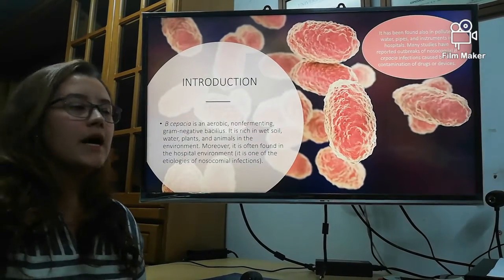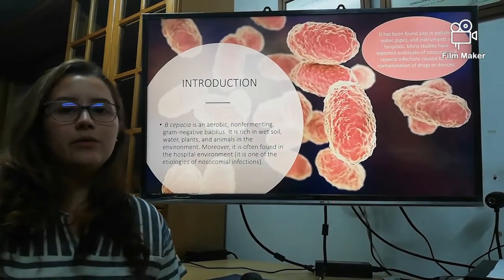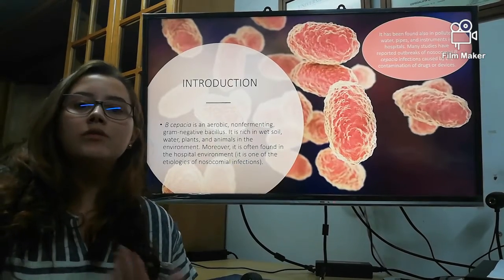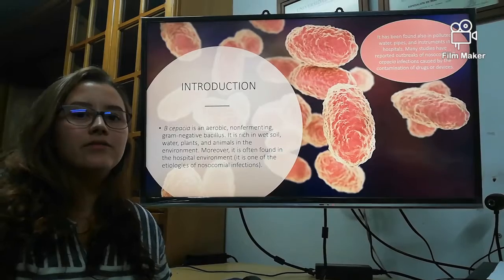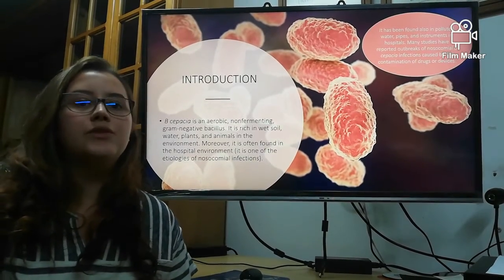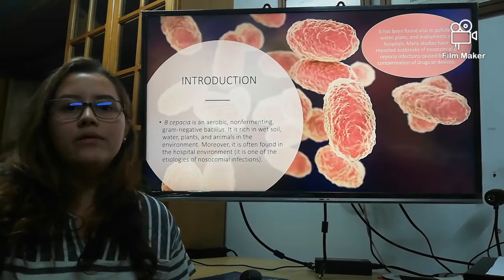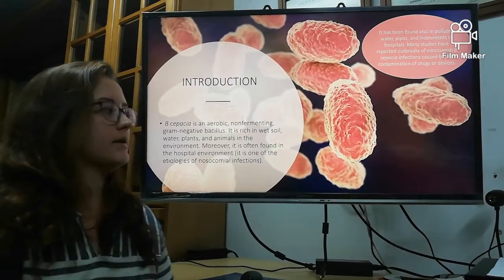The article is called Investigation of an Outbreak of Burkholderia cepacia infection caused by drug contamination in a tertiary hospital in China. Burkholderia cepacia is an aerobic non-fermenting gram-negative bacillus. As we all know, gram-negative bacilli are characterized by a cell envelope, which is formed by two cell membranes and one thin wall of peptidoglycan.